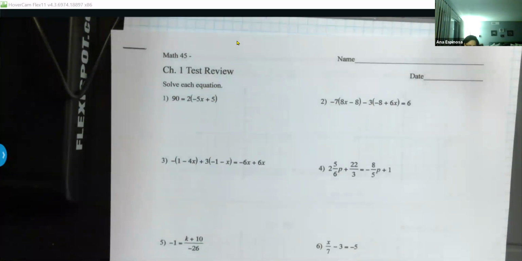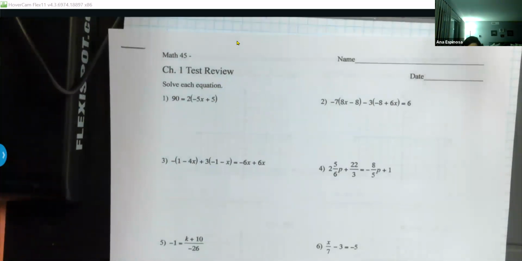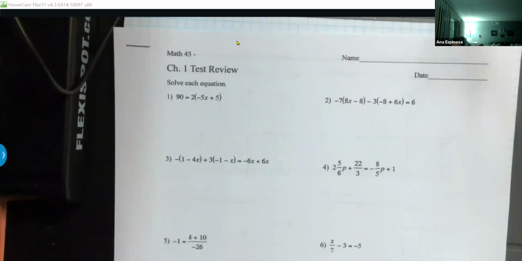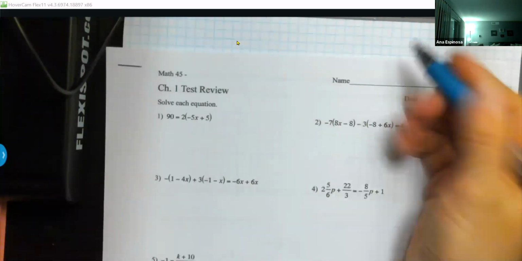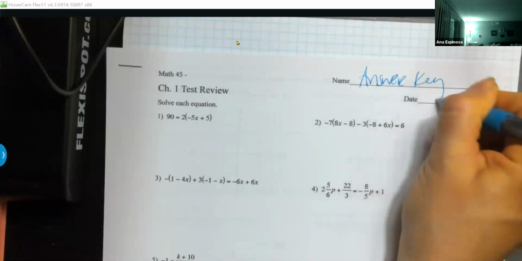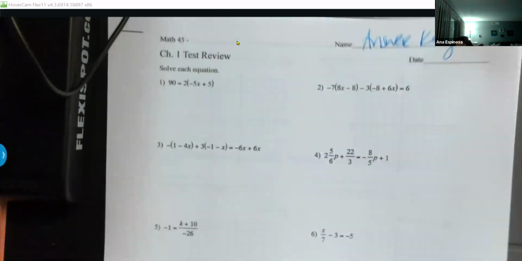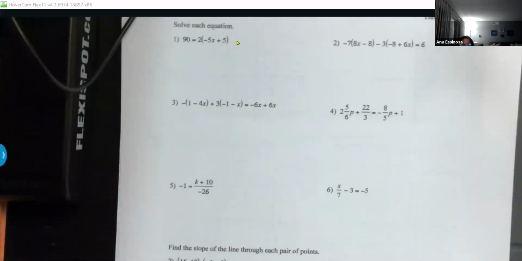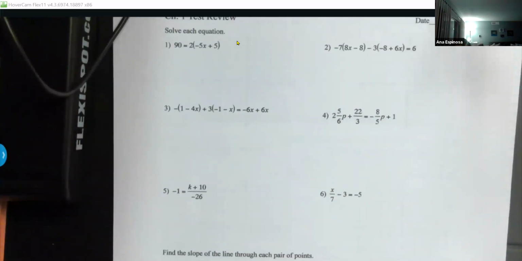Solving equations is something that you should already know. It's a skill that you should have come with in this class. Maybe you don't remember, but it's okay. We just need to practice that. All right. So this would be the answer key. You will be having some of these problems on the test, of course, but I'm not going to go through every single one of them because I know that some of them you know how to do.